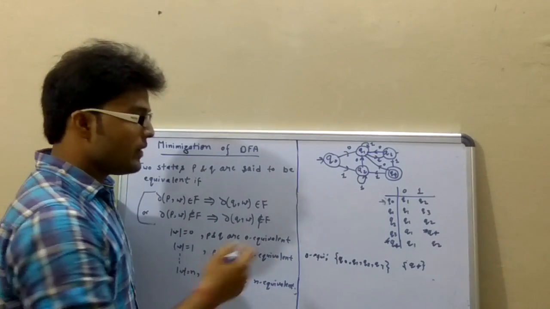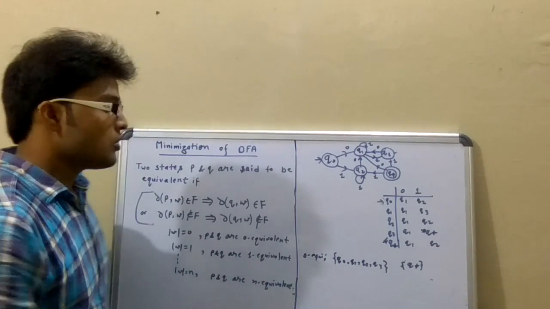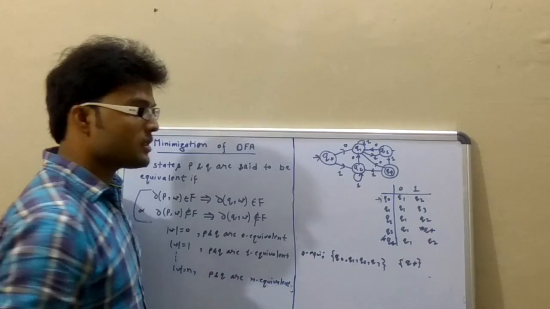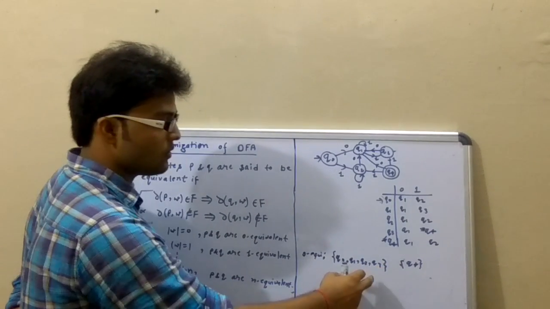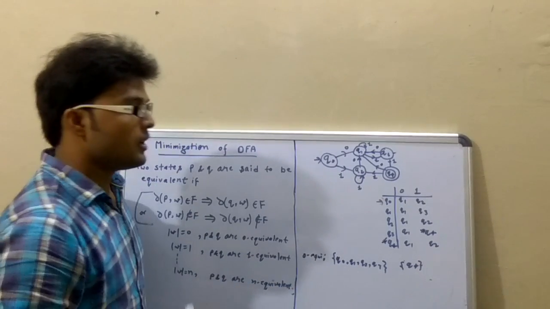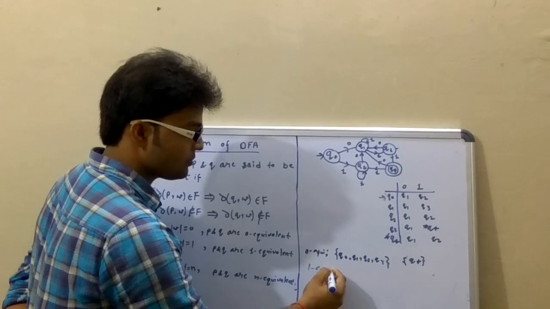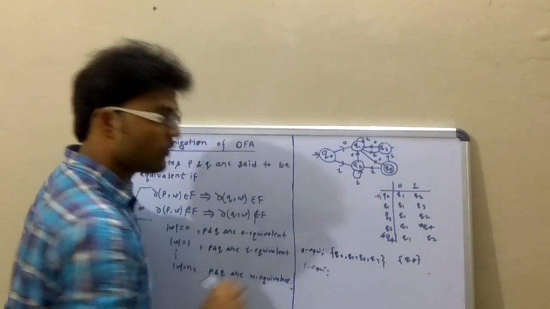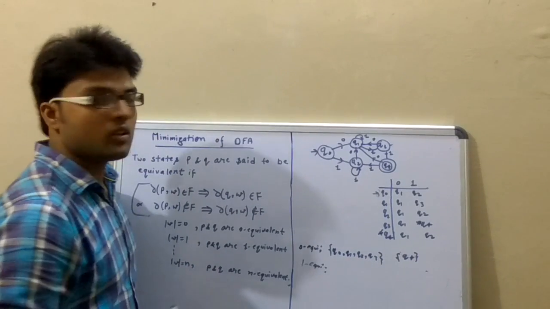Now we will find the equivalency. First we will find the 0 equivalent states. So the 0 equivalent sets can be written as two sets: non-final and final states. Now we will find the 1 equivalent states. These 4 states are 0 equivalent states. I will check whether these 4 are 1 equivalent or not.